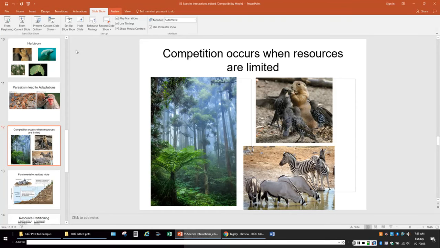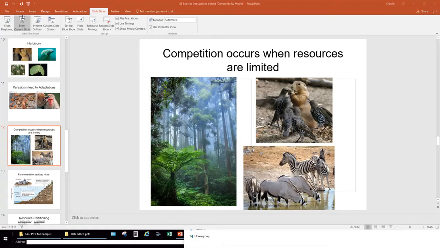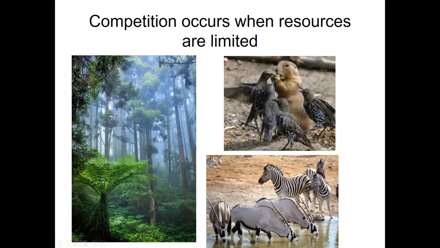Okay, so let's pick up where we left off, talking about competition. Competition occurs between species when, and this could be inter-specific competition between two different species, or intra-specific competition between two of the same species, but we're going to think about inter-specific competition here. Competition will occur when resources are limited.